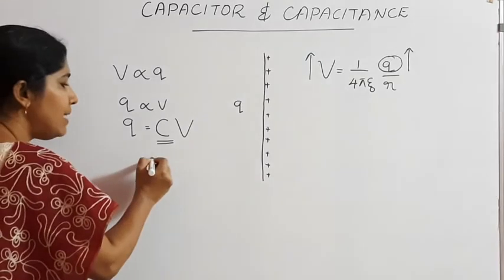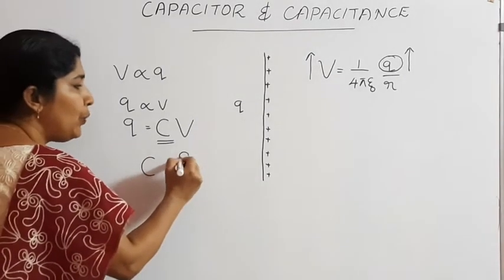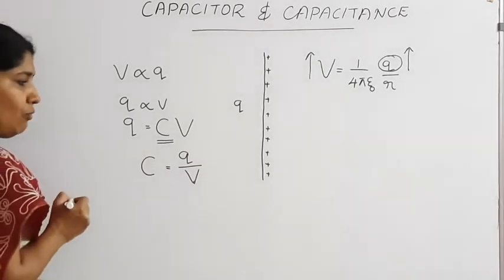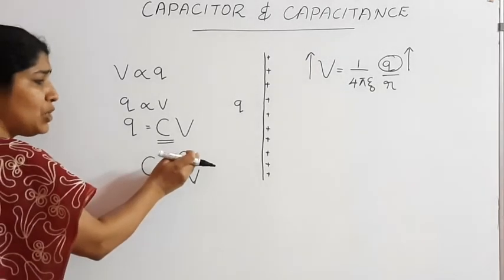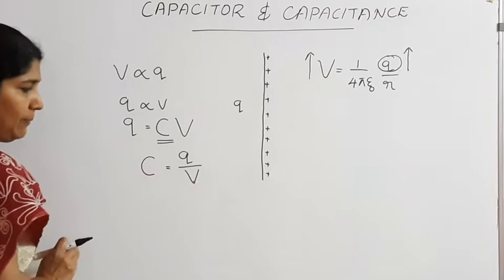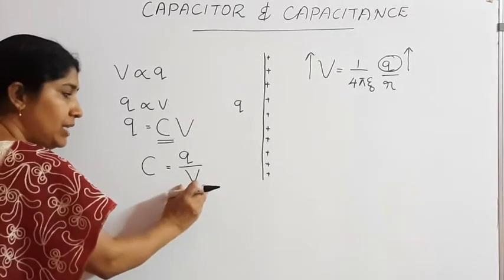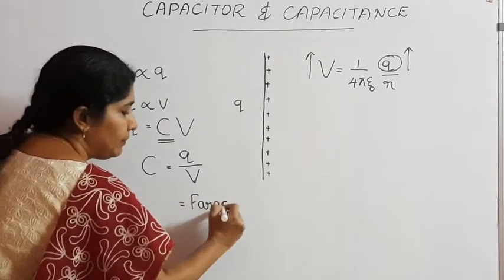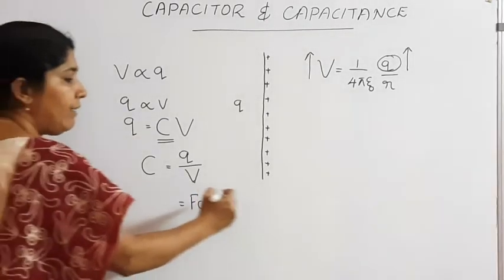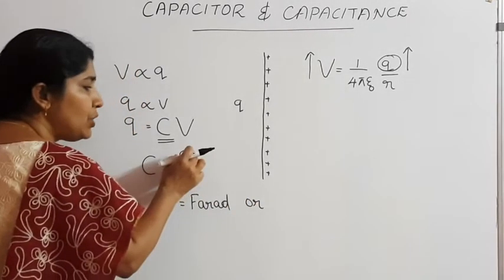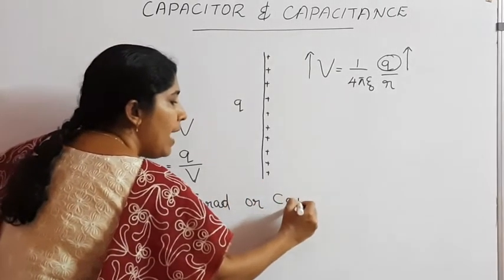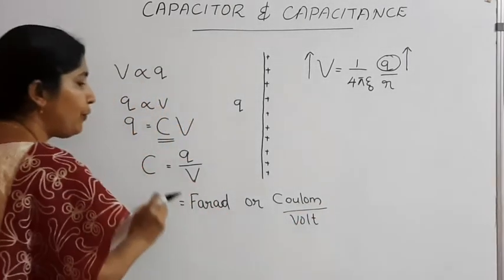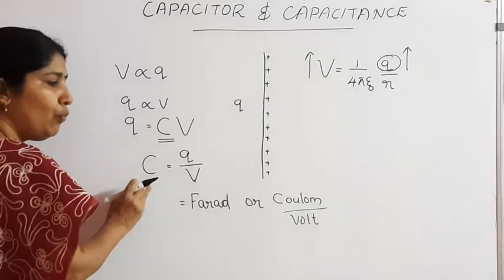Then the capacitance of a capacitor C is equal to Q divided by V, or it is the ratio of the charge given to a conductor to its potential. What about its unit? The unit of capacitance is farad. Or we can write it as: the unit of charge is coulomb, and the unit of potential is volt. Then the second unit of capacitance is coulomb divided by volt.